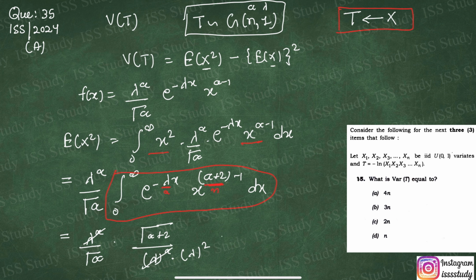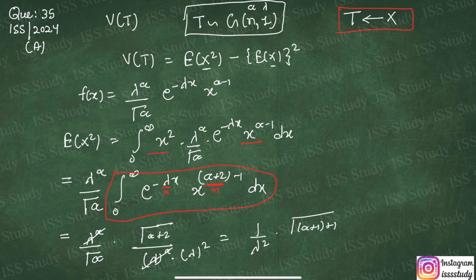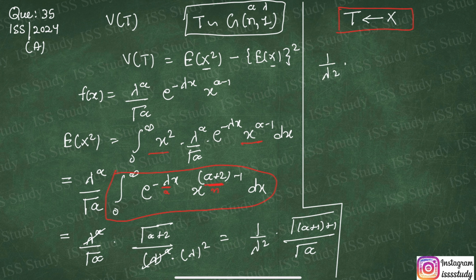Okay everyone, so now you can see we have 1 upon lambda square. Now we have gamma alpha plus 2, which can be written in the form alpha plus 1 times gamma alpha plus 1 whole upon gamma alpha. I have written it like that so that we can take this value out of the gamma. This is a property that you must have learned in your basic classes. So next, 1 upon lambda square, alpha plus 1, and gamma alpha plus 1 whole upon gamma alpha. Gamma alpha plus 1 can be written as alpha gamma alpha.